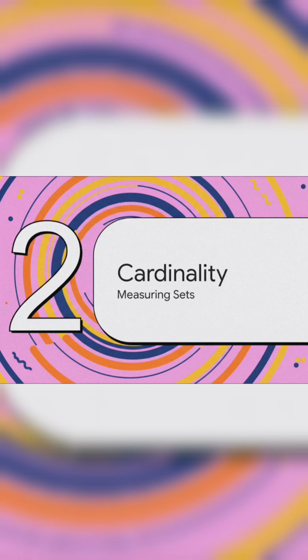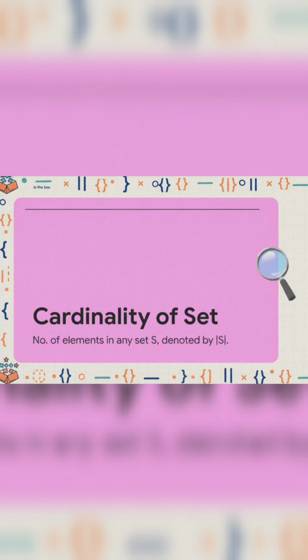Moving right along to part 2, measuring sets, also known as cardinality. So now that we have our set, let's look at the formal rule for simply counting what's inside it. Cardinality is defined as the number of elements in any set S. Notice how it's denoted by putting the letter of the set between two vertical lines, kind of like absolute value bars. Now, I know the word cardinality sounds highly technical, but it's really just a fancy mathematical term for asking, hey, how many items are actually in this box?